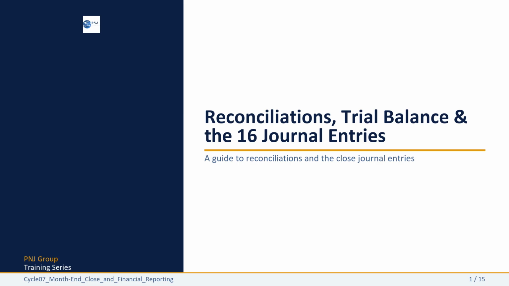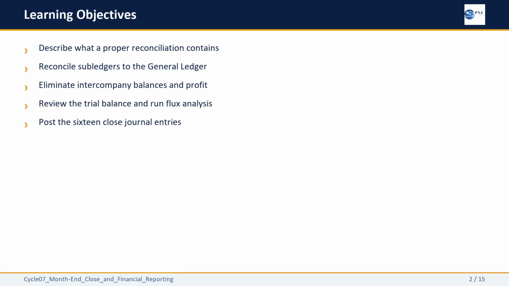that supports them, where every subledger is forced to agree with the general ledger, and where the 16 close journal entries bring the books to their final, reportable state. By the end, you will understand what makes a reconciliation trustworthy and how the controller signs the close off. Let us set out what you should be able to do by the end.